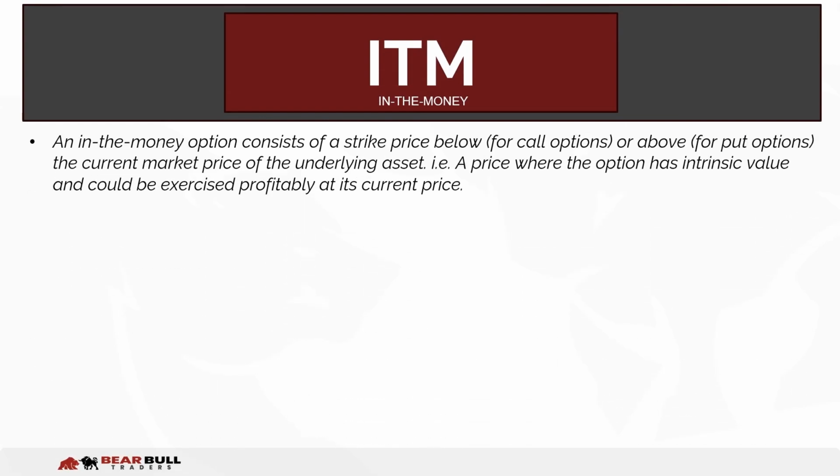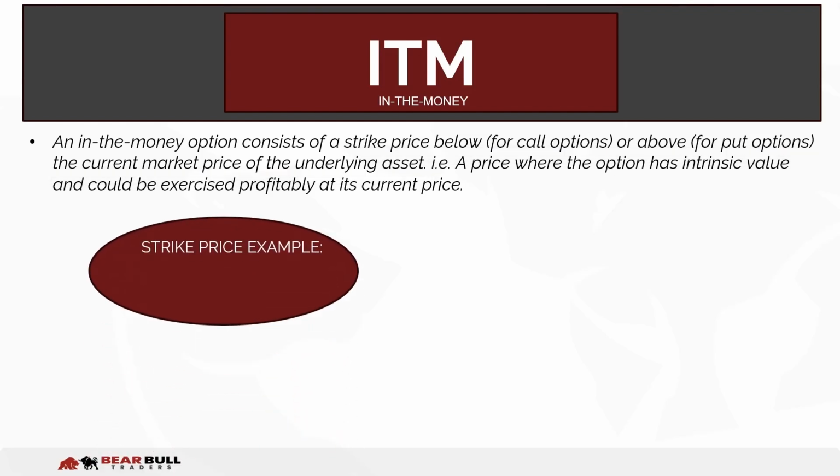An in the money option consists of a strike price below for call options or above for put options the current market price of the underlying asset. In other words, this strike price is where the option has intrinsic value and could be exercised profitably at its current price. Let's take a look at an example. Let's say that the current stock price is $100. A call contract that is in the money will be at $99 and below. A put contract that is in the money will be at $101 and above.